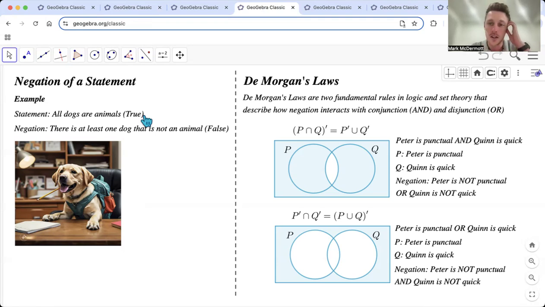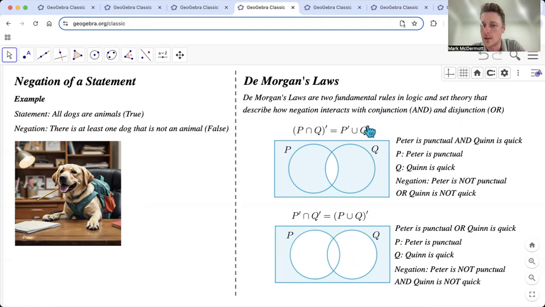Okay, and then what we can introduce is what's called De Morgan's laws. De Morgan's laws are fundamental rules in logic and set theory that describe how negation interacts with conjunction, which we call and, and disjunction, which is or. I'm most familiar with set theory, so I wanted to show it using sets because we've studied a bit of probability together.